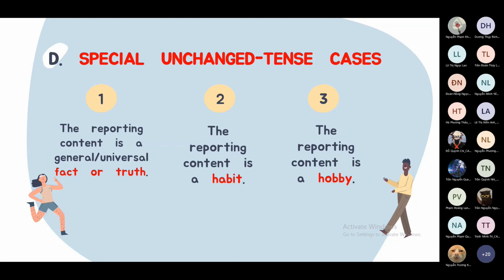Third is the reporting content is a hobby, like "I like reading books." She said that she likes reading books. So same as the previous examples, the fact that she likes reading books still remains the same, so we don't change the tense in this case.